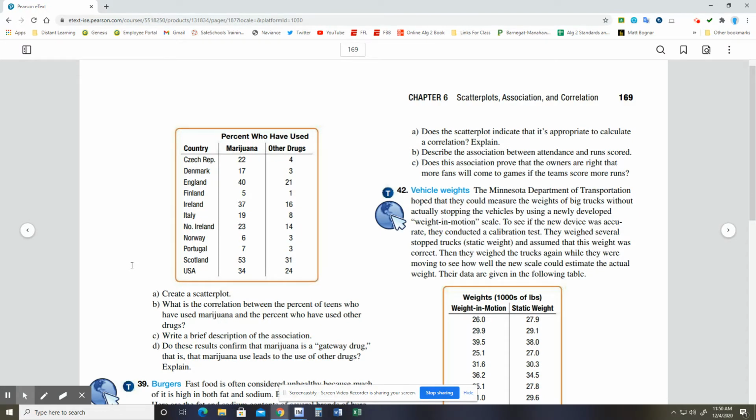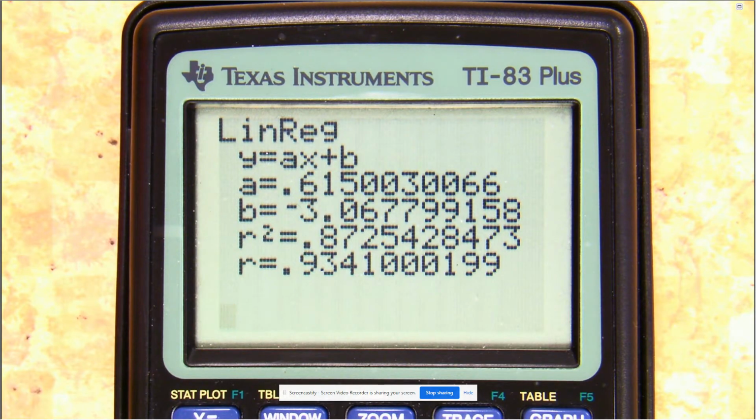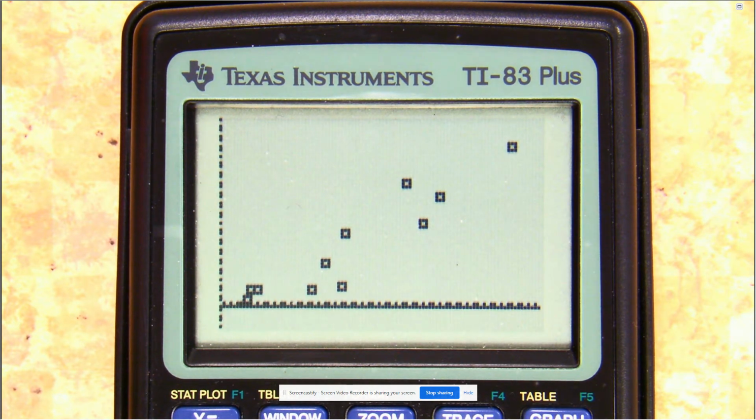Part C. Write a brief description of the association. Now, as I said in the directions, if you're going to describe an association, you're going to have to describe direction, which in this case is positive, form, which seems linear. Yeah, I would say it's linear. Direction, form, strength. It's pretty strong.